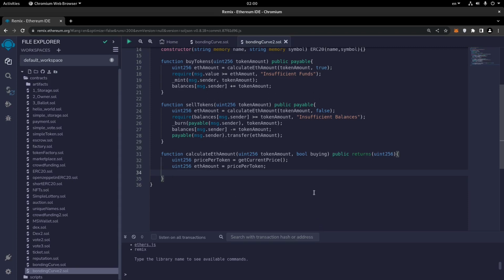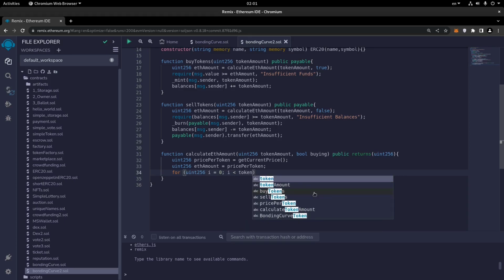So let's get into the for loop for you to better understand what we're doing. We've got this for loop which will get uint256 i, it's actually equal to 0, and i should be less than the token amount, because it starts from 0, less than the token amount, and then we'll have the i++.